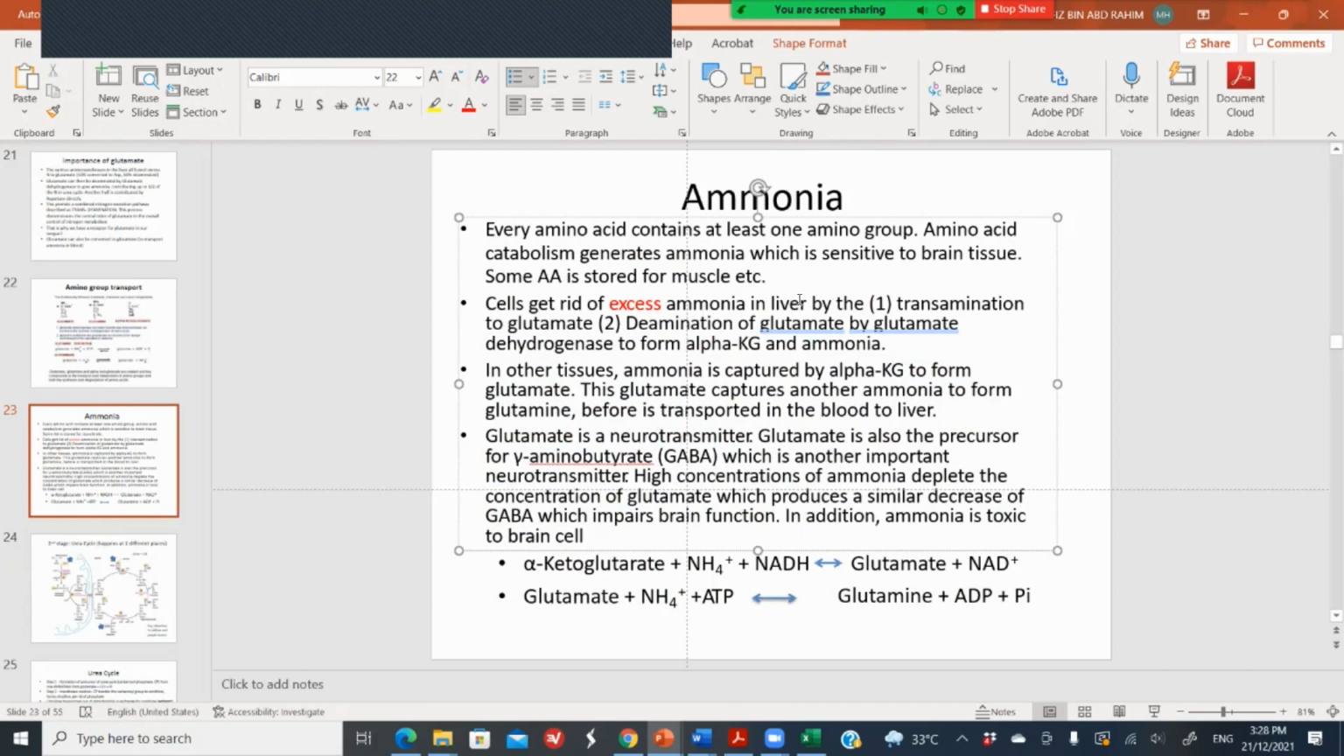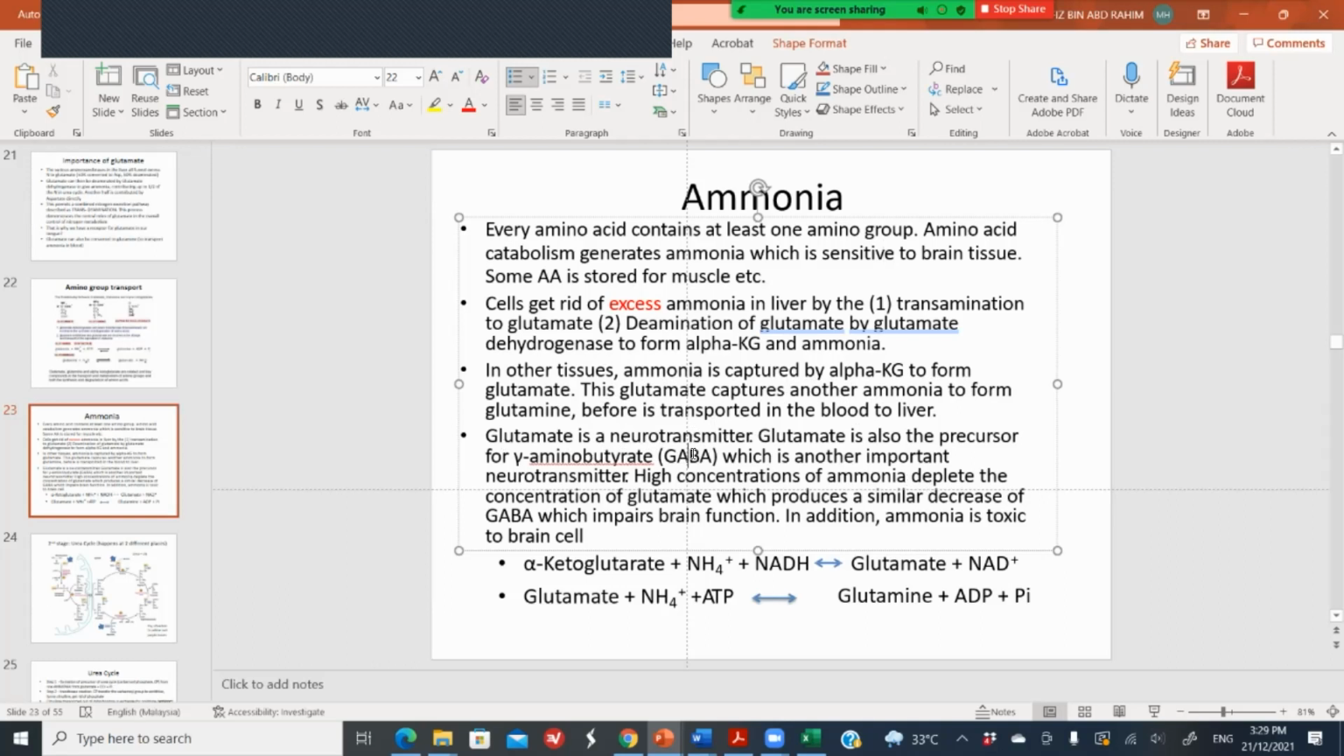Cells get rid of the excess ammonia by transamination and deamination. In other tissue, ammonia is captured by alpha ketoglutarate to form glutamate. This glutamate captures another ammonia to form glutamine before being transported in the blood to the liver. Glutamate is also a neurotransmitter. Glutamate is also precursor to GABA, which is another important neurotransmitter.